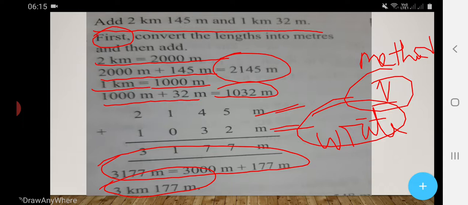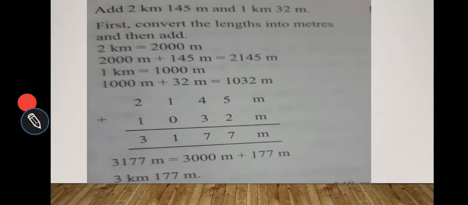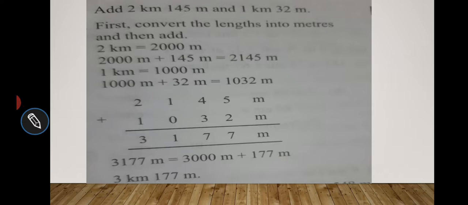This is method 1. I repeat the method. First, convert the lengths into meters and then add. 2 kilometer is equal to 2000 meter. 2000 meter plus 145 meter. 1 kilometer is equal to 1000 meter. 1000 meter plus 32 meter is equal to 1032 meter. Then add 2145 plus 1032. We get 3 kilometer 177 meter.